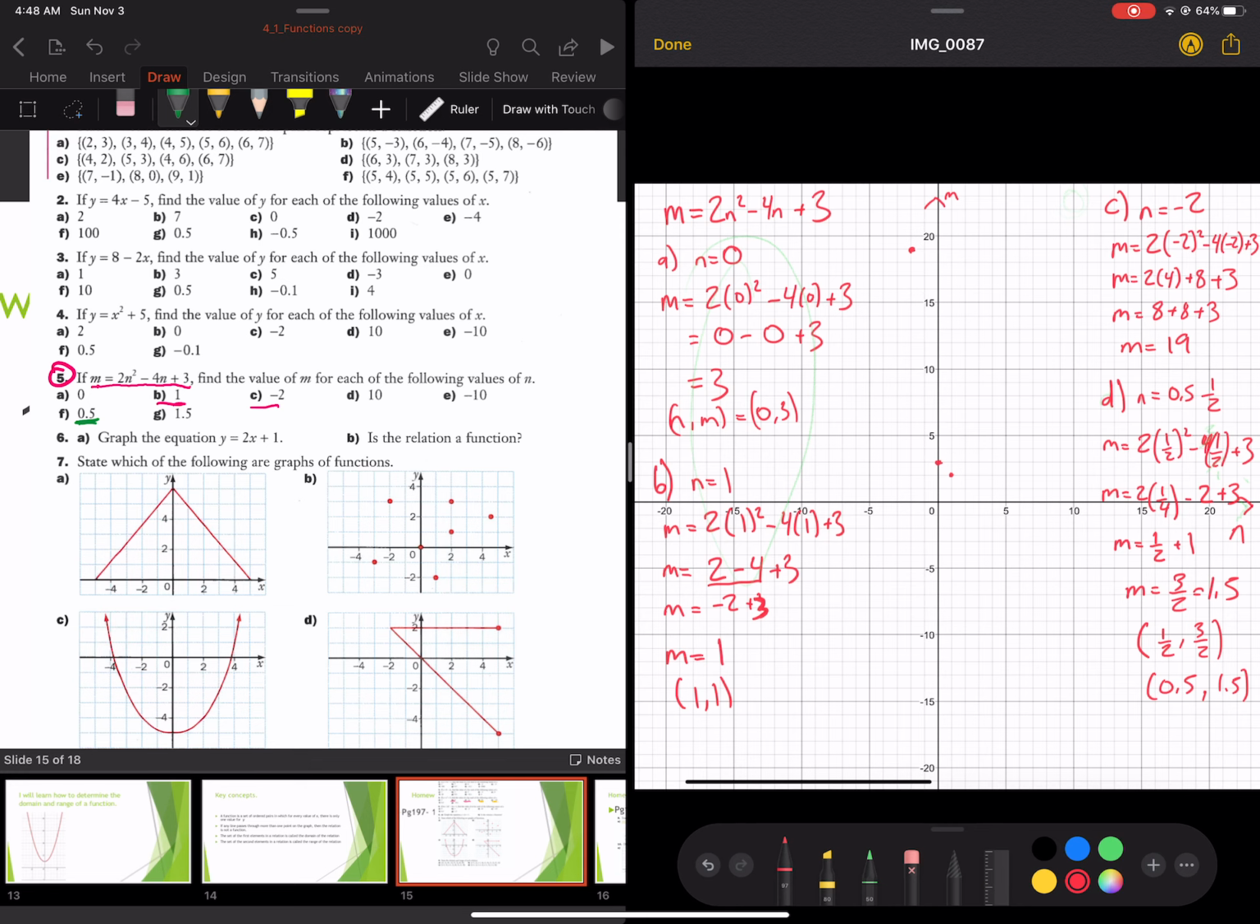I think I made a mistake here. Maybe not. Yeah, it looks like a mistake, just because I know how the graph is supposed to look. Let's pause it.